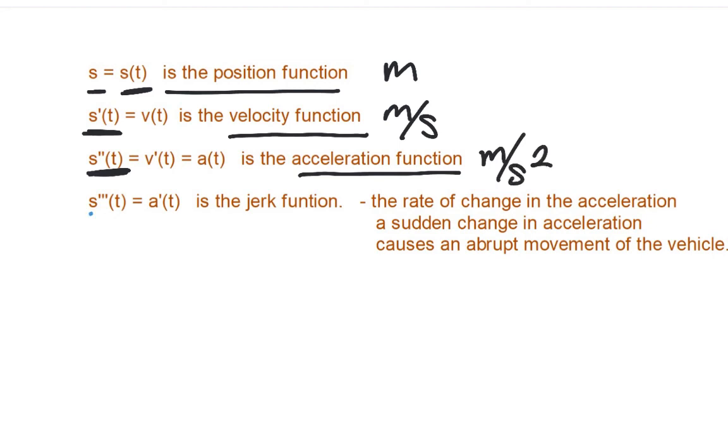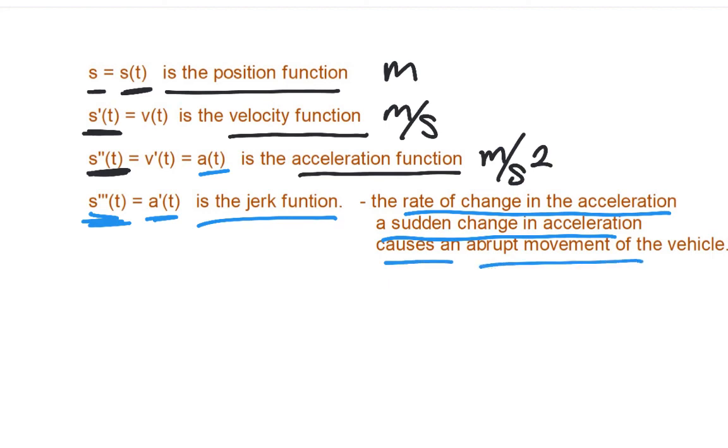And then the third derivative, of course the first derivative of the acceleration function, is the jerk function. It's the rate of change in the acceleration. What this leads to is a sudden change in acceleration caused by an abrupt movement of the vehicle. So when you feel your vehicle jerk, when you accelerate really fast, that's the jerk function. And what do you think the units for that last one would be? You tell me in this last question.